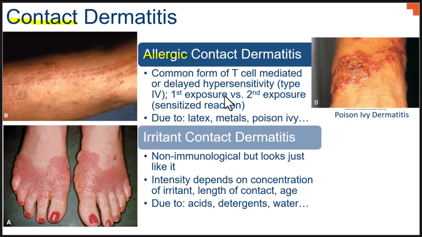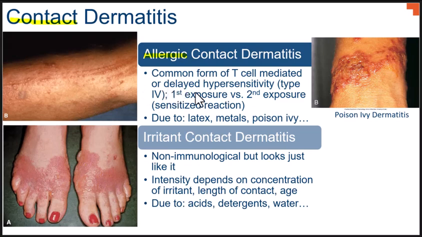Usually allergic contact dermatitis is localized, but it can spread with an allergic reaction. It is a common form of T-cell mediated hypersensitivity, also known as delayed hypersensitivity. With delayed hypersensitivity, several hours can pass before an immunologic response is apparent. So you could have somebody exposed to something they're allergic to, let's say latex, and they don't get the rash immediately, but it can come on several hours later. And so that is a type 4 hypersensitivity.